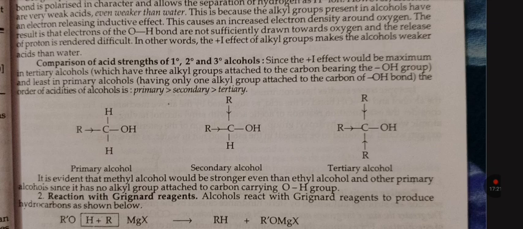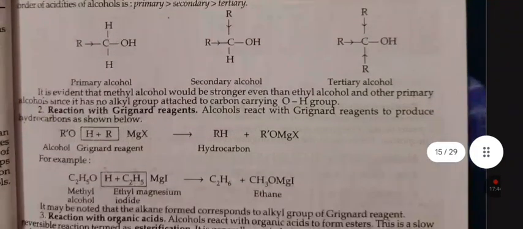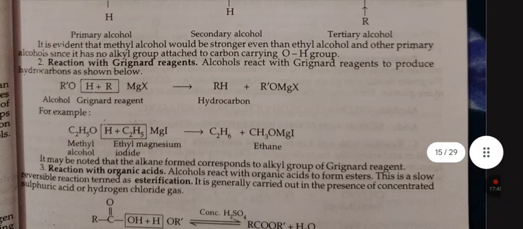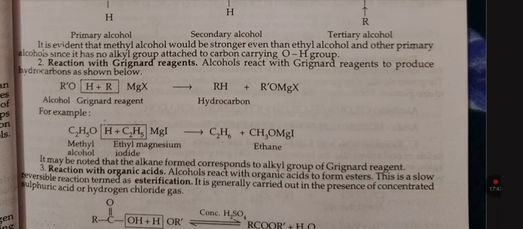Comparison of acidic strength of primary, secondary and tertiary alcohol. Since the plus I effect would be maximum in tertiary alcohol and least in primary alcohol, the order of acidity of alcohol is primary, secondary and tertiary. It is evident that methyl alcohol would be stronger even than ethyl alcohol and other alcohols, since it has no alkyl group attached to the carbon carrying the OH group.